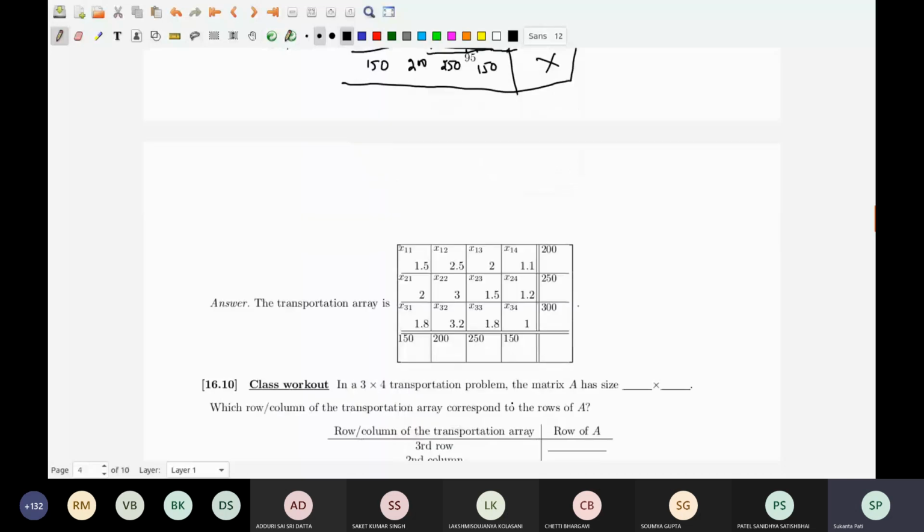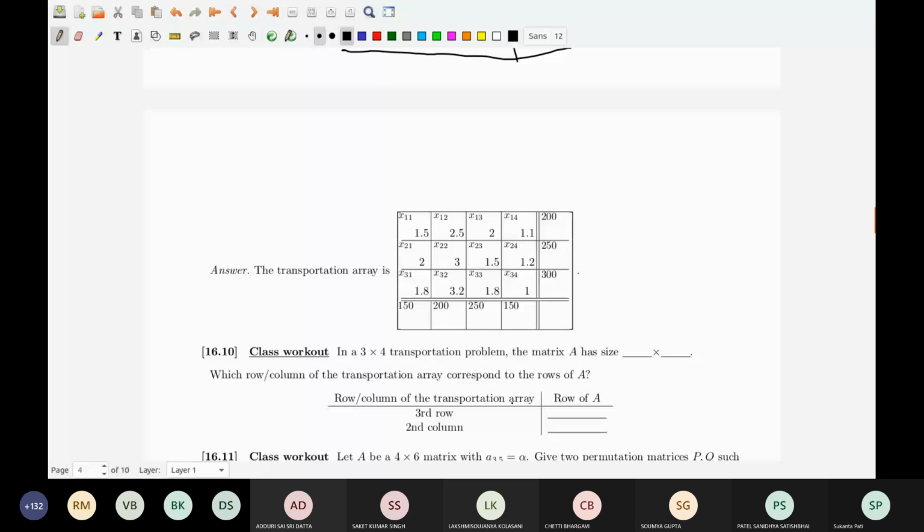So when I say 3x4 transportation problem, it means 3 sources, 4 sinks. Fine. So in a 3x4 transportation problem, the constraint matrix A has size dash by dash. How many constraints? Remember, one constraint for each source and one constraint for each sink. So total will be 7 rows. How many variables? mn variables. 7 by 12.